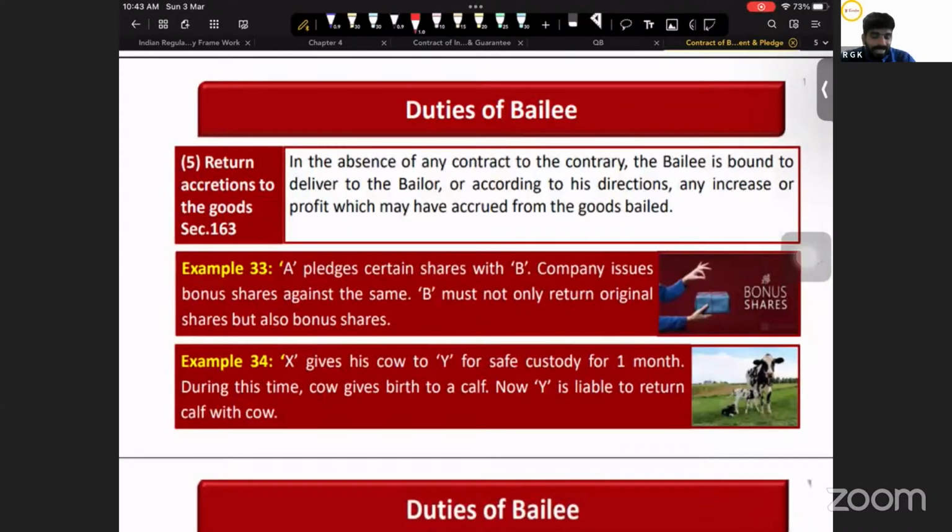Next, return of accretion in the goods. We have already discussed this. Whenever there is accretion to goods, it becomes the duty of the bailee to return the accretions also. Same as the right of the bailor to take back the accretion, here we say it is the duty of the bailee to return the accretion.